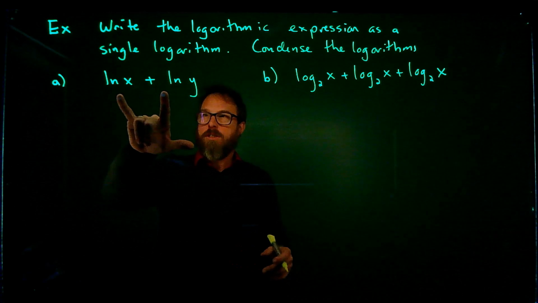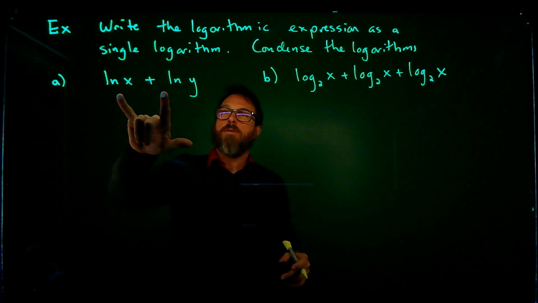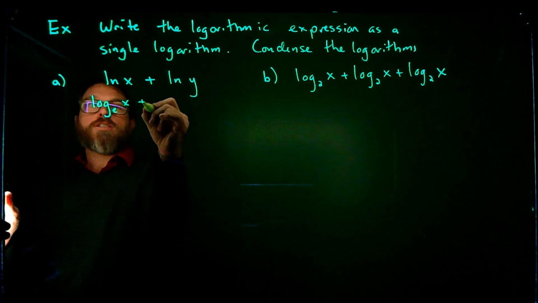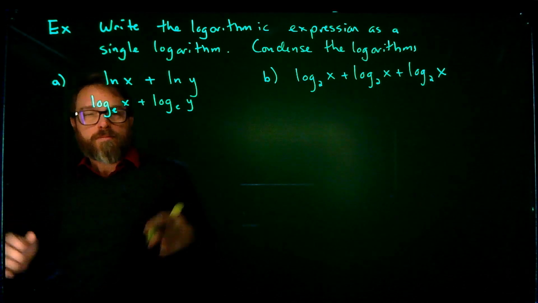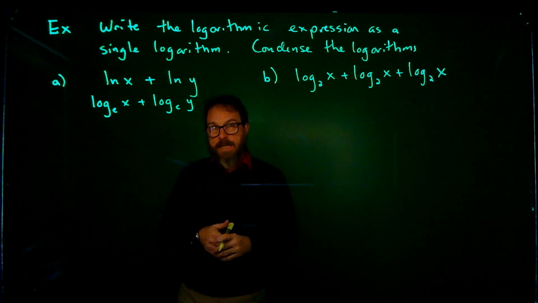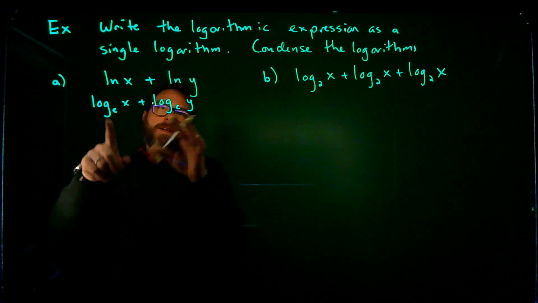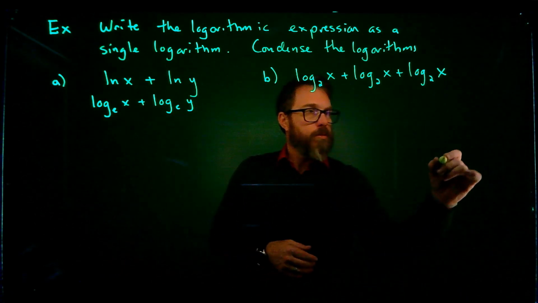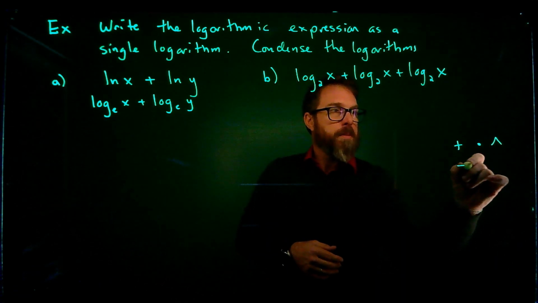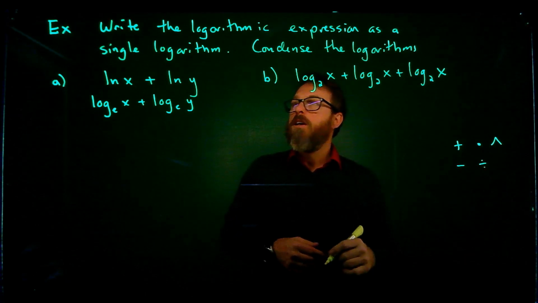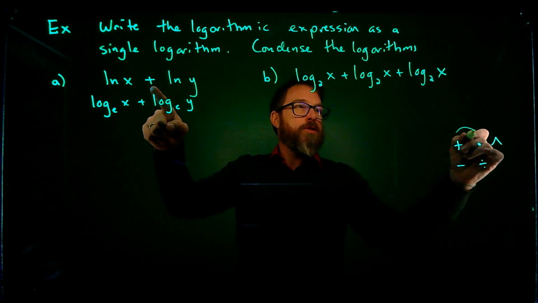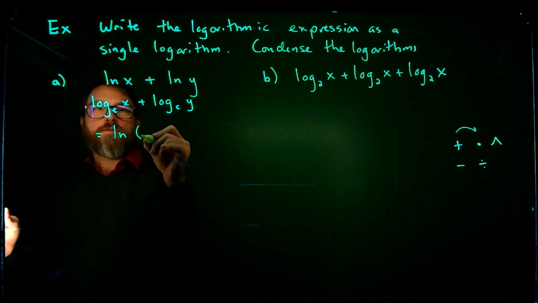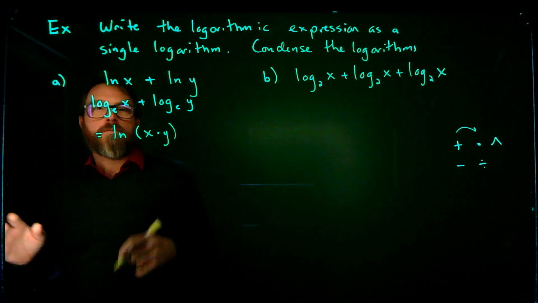So what I have here is the natural log of x plus the natural log of y. Remember, the natural log is nothing more than the log base e, so the log base e of x plus the log base e of y. Natural logarithm is just log base e. Now I don't need to write that, I know that's what this is. So what we know is that addition becomes multiplication. If I'm adding things, I know I'm going to multiply inside the argument, so the logarithm is not going to change. This is going to become a single logarithm of just the multiplication of its arguments.